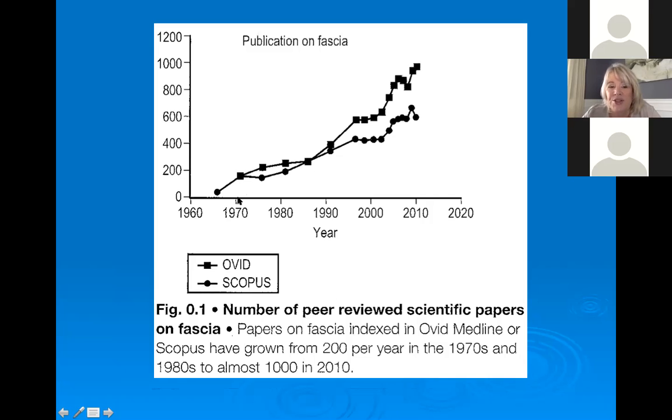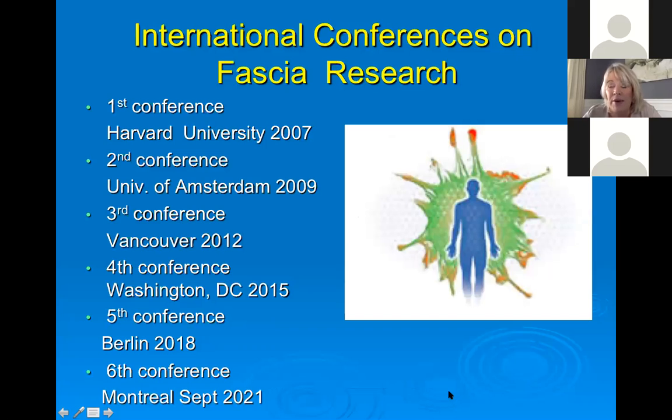In terms of research, it's really exploding. There wasn't much, certainly at the very beginning, and there's more and more research being done. I could have a whole other hour just on the research in relation to the fascia. There have been a number of international conferences on fascia research. The first one was at Harvard in 2007, and the next one is supposed to be in Montreal, if all goes well, in September 2021.